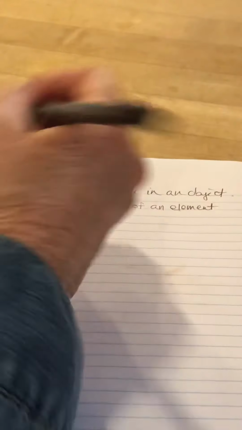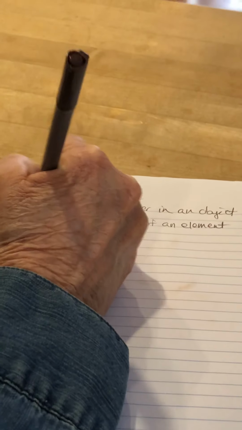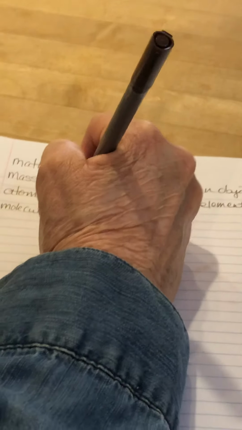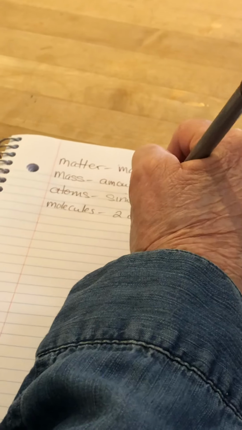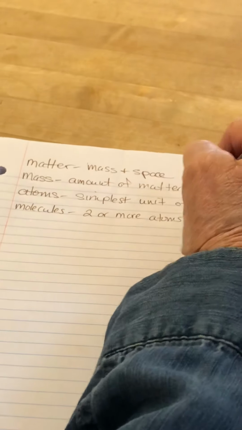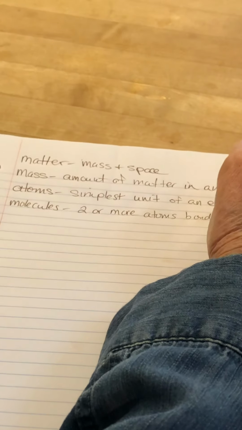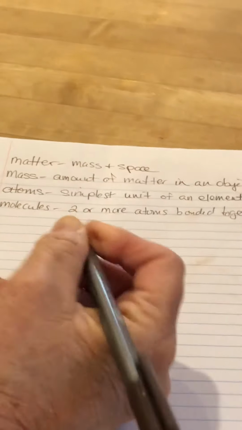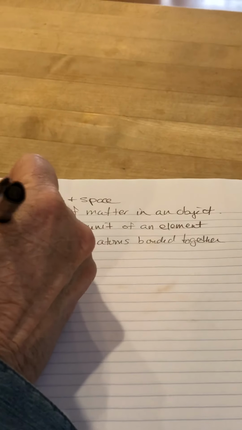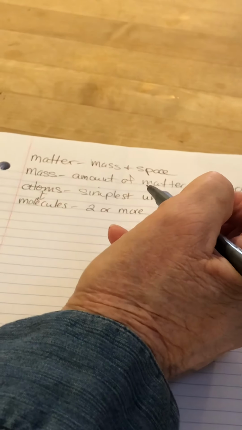You can have atoms and you can have molecules. Okay, molecules are two or more atoms bonded together. Two or more atoms bonded together. So these two are connected. One of something, more than one of something.